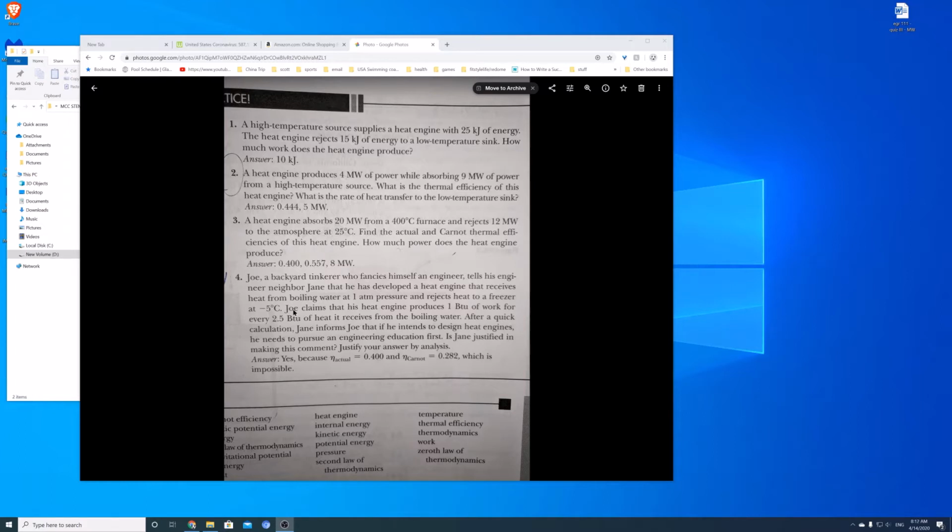The Carnot efficiency is the theoretical limit, right? That's the highest efficiency you could possibly get under these conditions, with the temperatures that Joe has defined for his system. So we'll look at the theoretical best efficiency and compare it to the claimed efficiency.